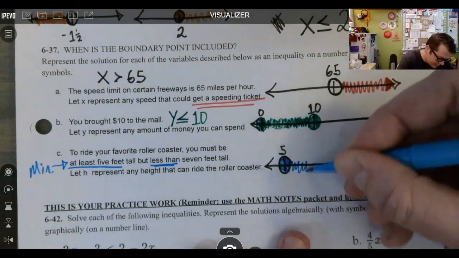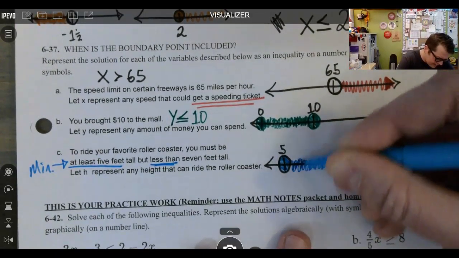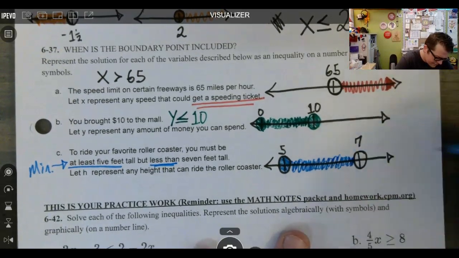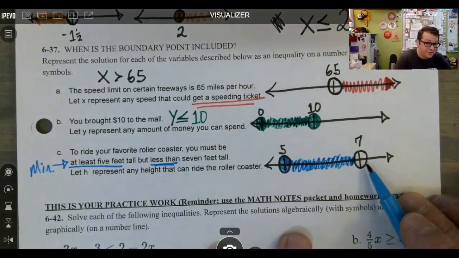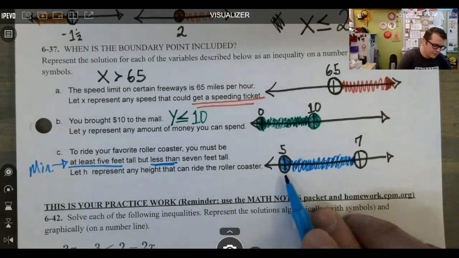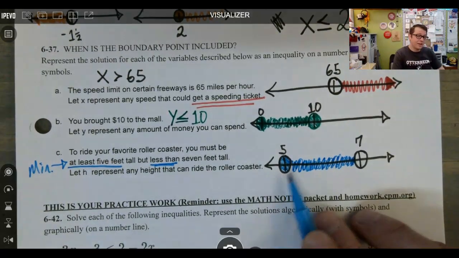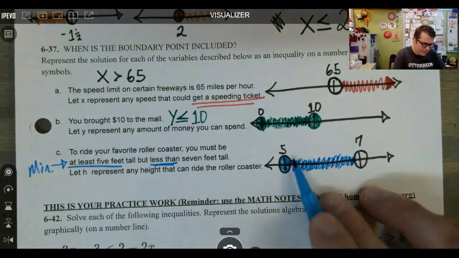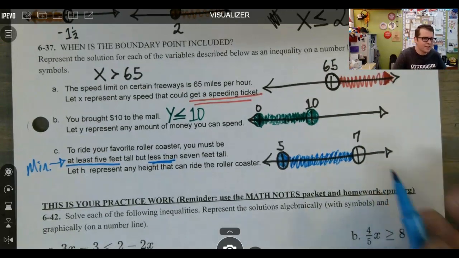So we can shade all the way up to 7, but we would not shade in 7 because we're not allowed to be 7 feet tall, which I think all of us would be safe that we're not quite 7 feet tall yet. The question is, are you 5 feet tall yet? And if not, hopefully you will end up 5 feet tall to be able to ride this roller coaster. I don't think many of us need to worry about being 7 feet tall or taller. Most of us would never get that tall.